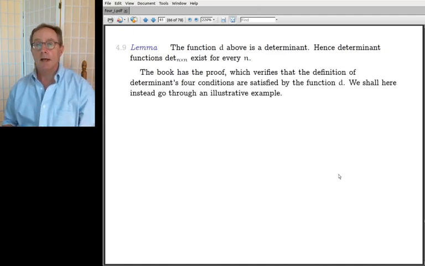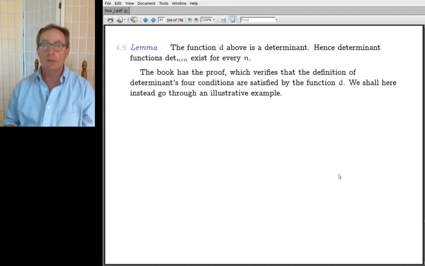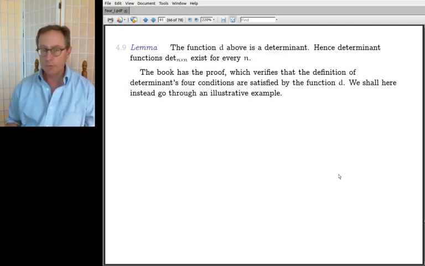Okay, so the book has the proof which verifies the definition of determinants' four conditions. Instead, I'm going to go through an illustrative example, and when you see the example's pretty involved, you'll see why we're not going through the details of the proof. Not that they're embarrassing, but just that you got to start with numbers before you go to letters.